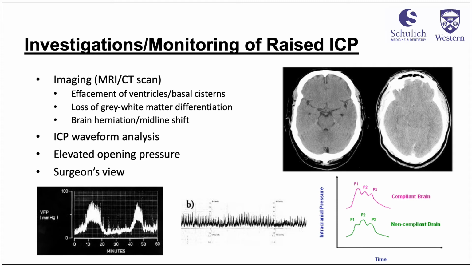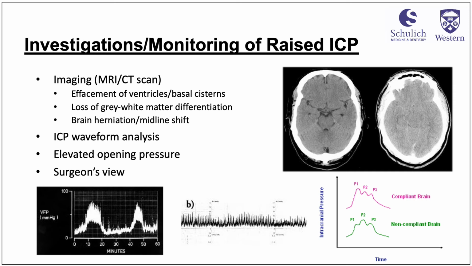But as you start to lose your compliance and the ICP is starting to increase, your P2 actually increases and is higher than your P1. And as we mentioned before, your P2 is a reflection of your compliance. So as that increases and your P1 is actually smaller, that generally indicates that you're starting to lose your compliance. And as it increases further, these P1, P2, P3 patterns start to get blunted altogether.